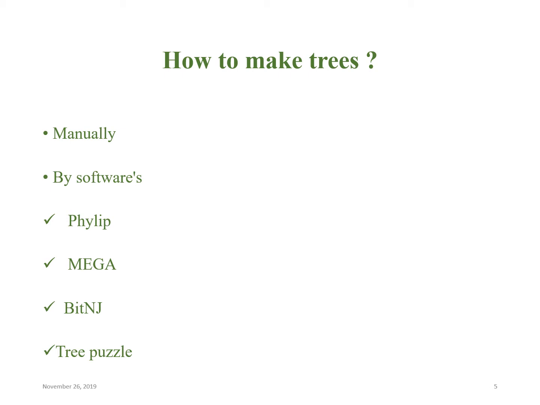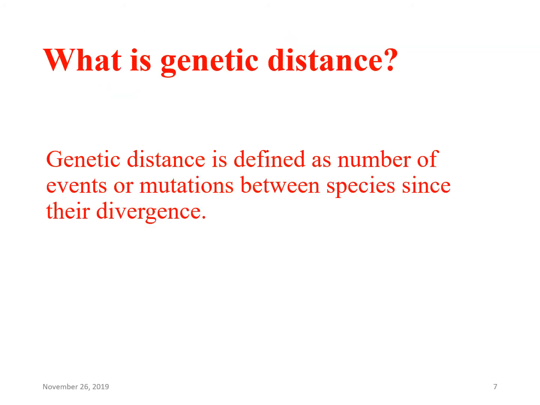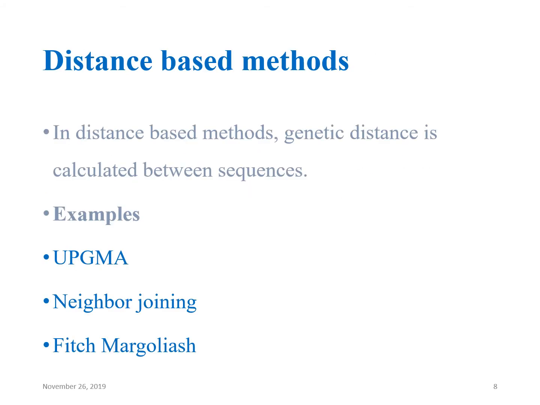Now coming towards our basic topic, methods for construction of phylogenetic trees. There are two basic methods by which we can make phylogenetic trees. The number one method is the distance-based method. The other method is the character-based method. Before moving onwards, we must know what genetic distance is. Genetic distance is defined as the number of events or mutations between species since their divergence. Keeping this definition in mind, we move towards distance-based methods.